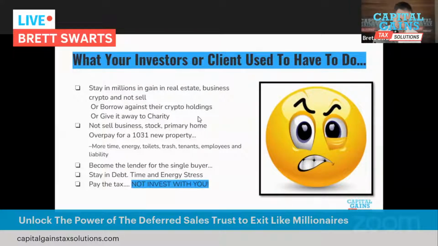Instead of having to get funding from a bank or funding from partners, the trust can be that business partner with you. And so what investors or clients used to have to do: they had to stay in millions and gain in real estate, businesses or crypto, and not sell. They had to borrow against their properties or their crypto. They had to give it all away to charity. They could not sell a business or stock or primary home, or overpay for a 1031 new property, with more time, energy, toilets, trash, tenants, employees, and liability.